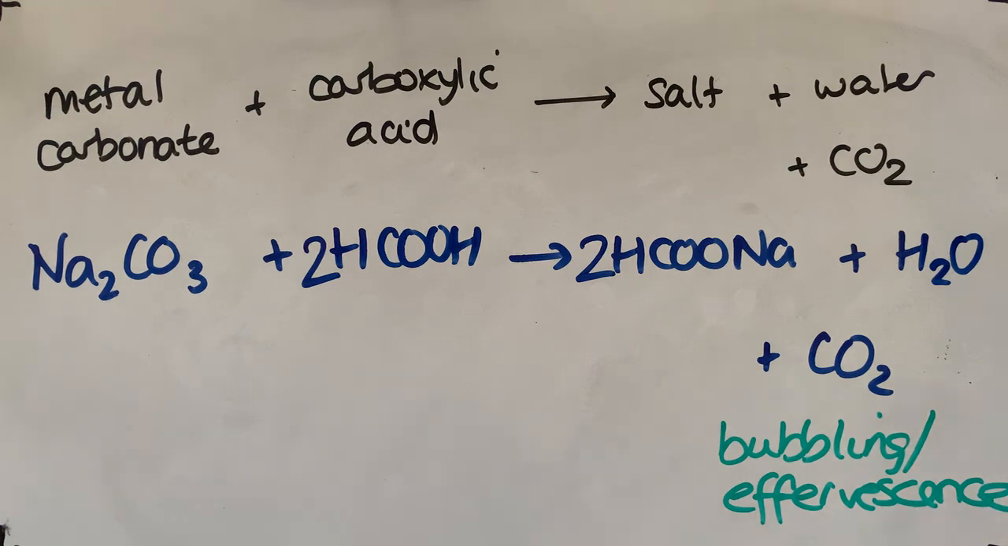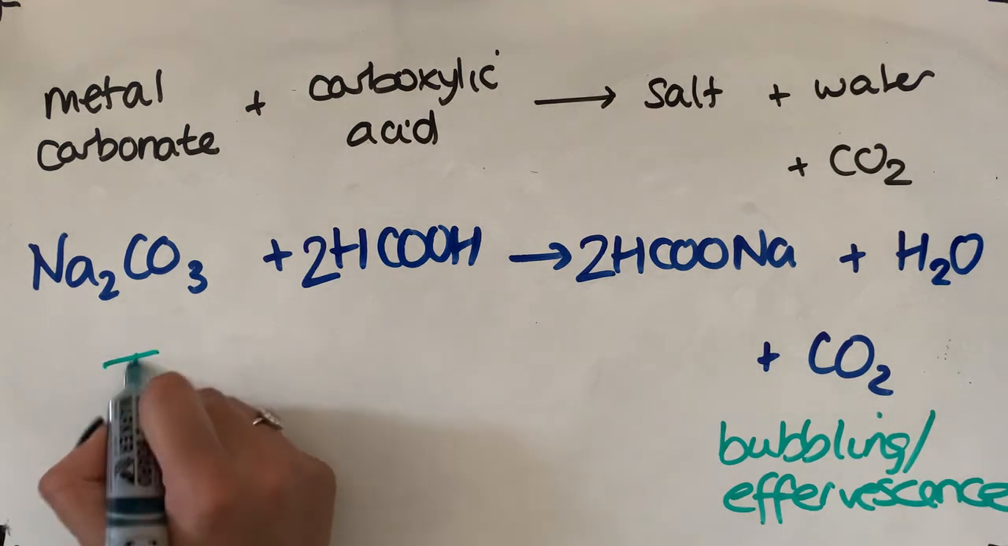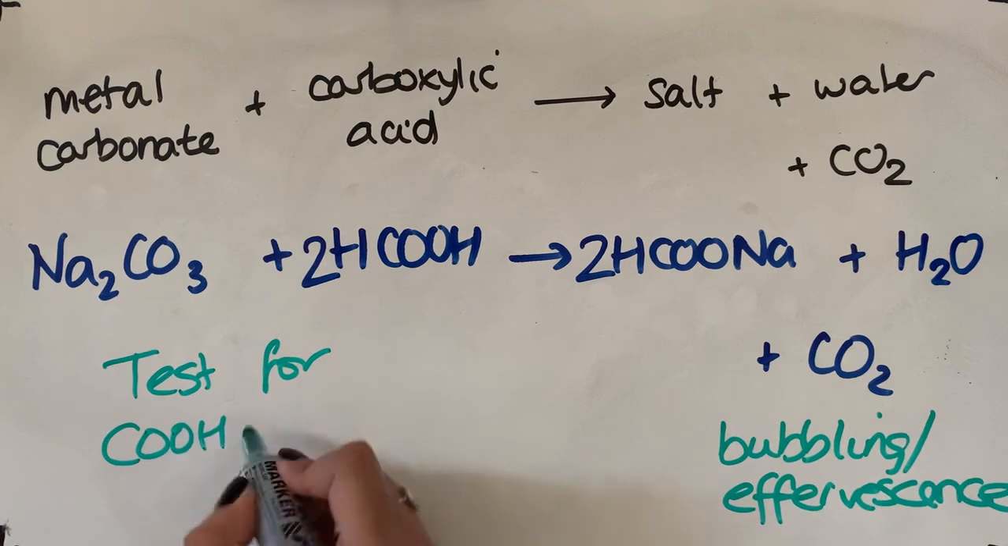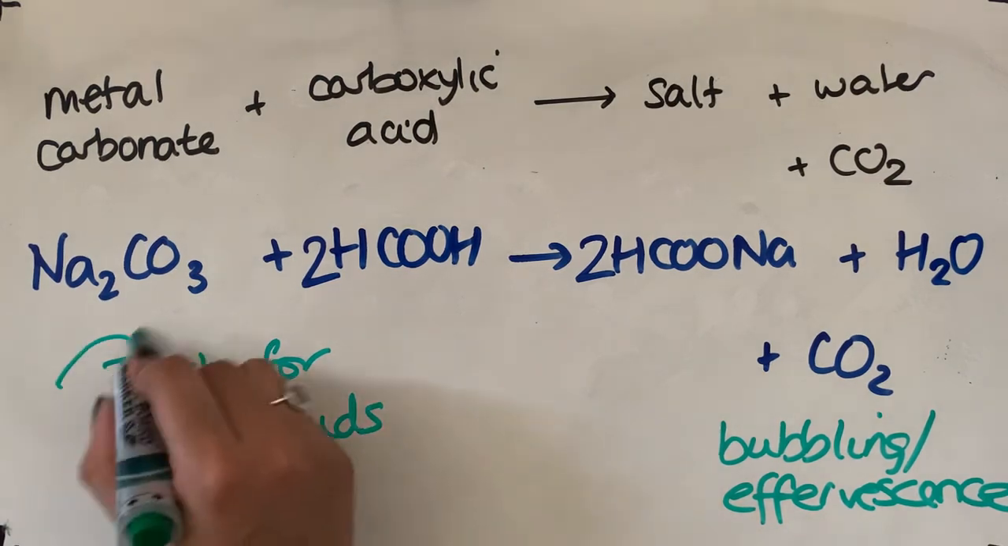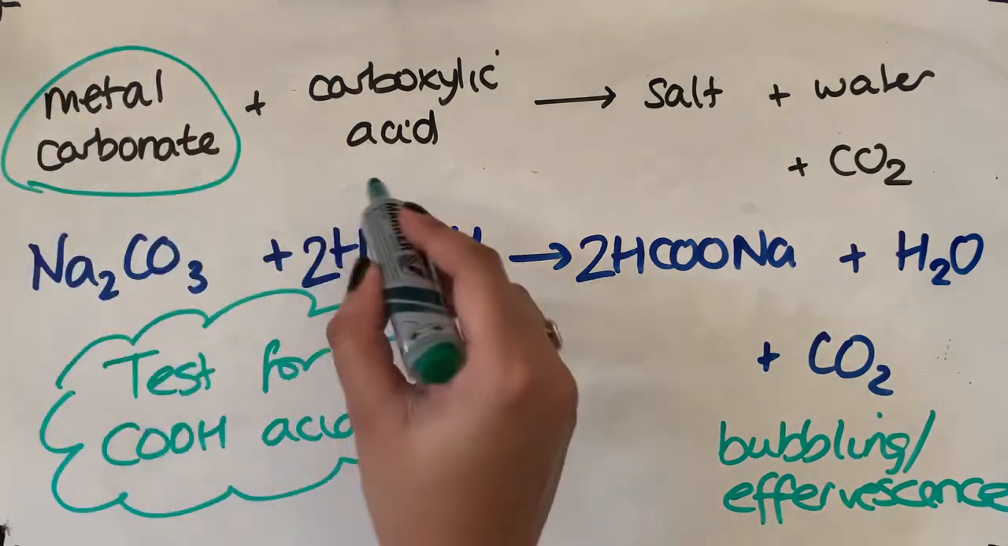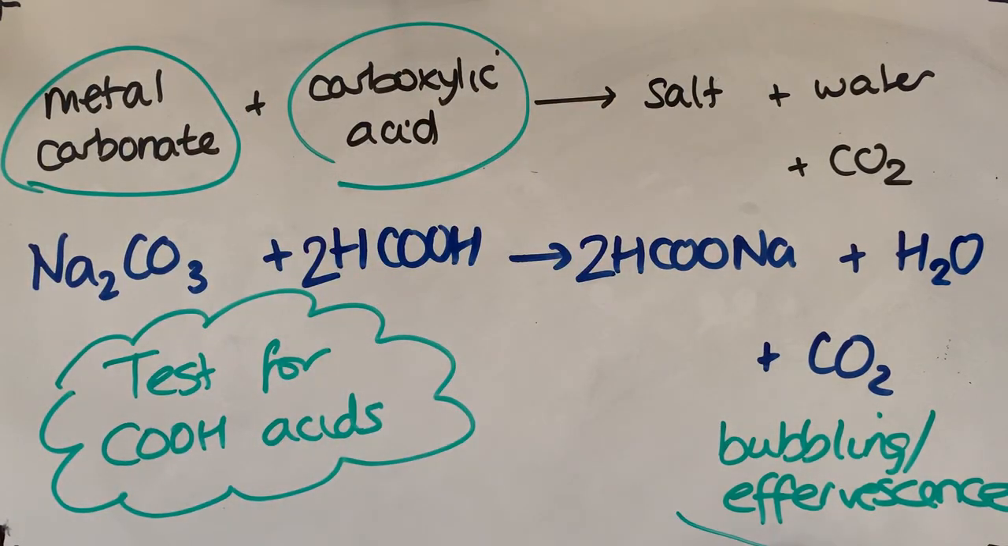Okay, so the test, I'm just going to write that over here. Lost my red pen. Just use this one. So the test for carboxylic acids is this one here. It's the one where you add metal carbonate to the carboxylic acid and you should observe bubbling or effervescence.